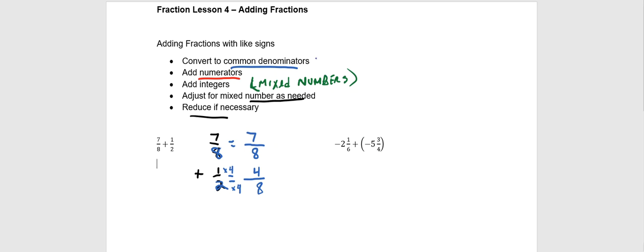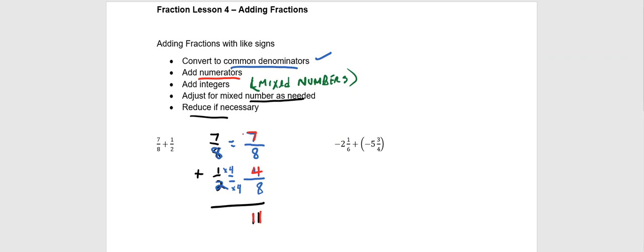So we've taken care of that first step. The next thing we're going to do is to add the numerators. So my numerator in the first fraction is 7, and in the second fraction is 4. So we're going to add those together. So 7 plus 4 is going to give me 11.